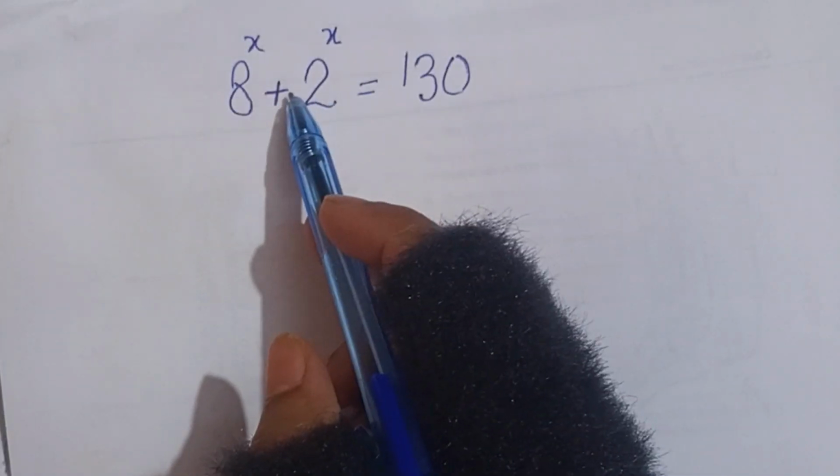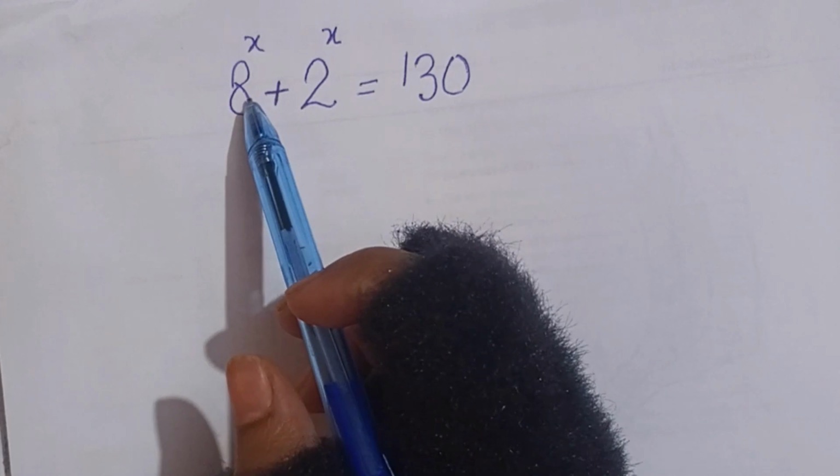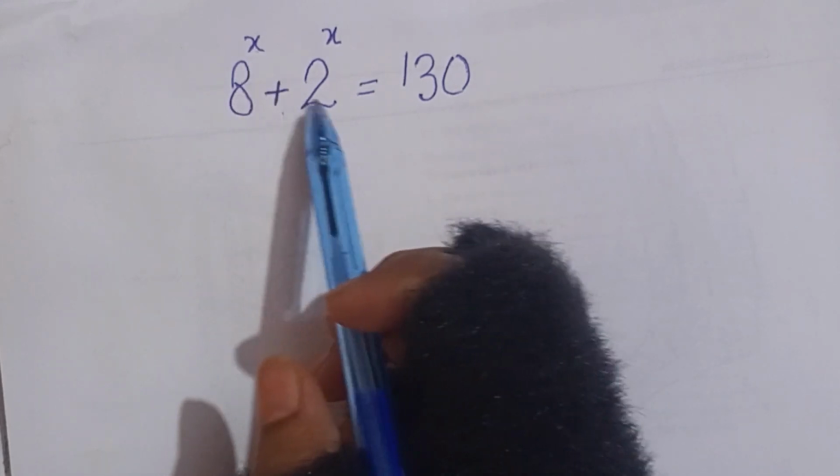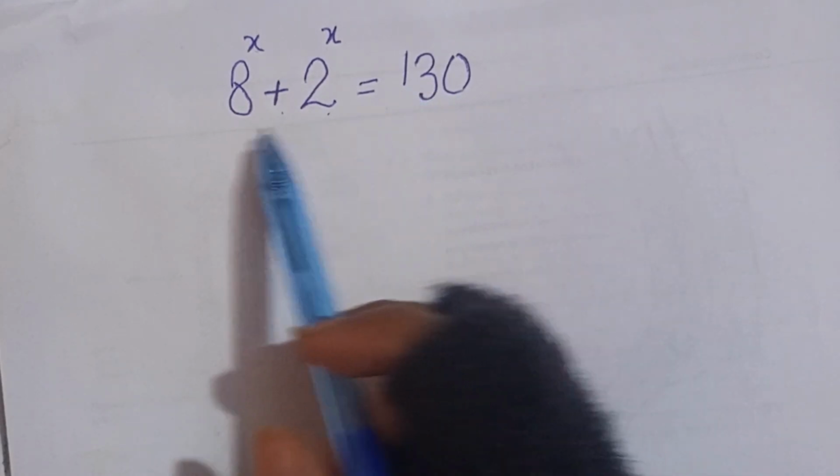Hello, let's try to solve this question, and in this question we find the value of x. The question is 8 raised to the power x plus 2 raised to the power x is equal to 130. So let's start. This is 8.